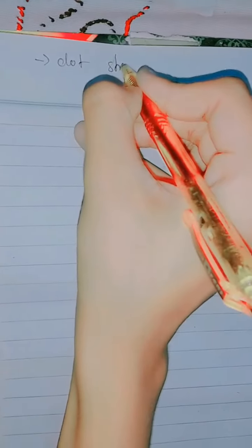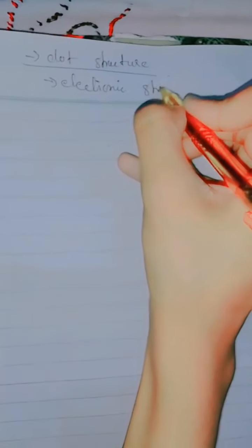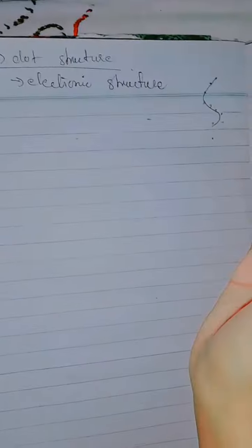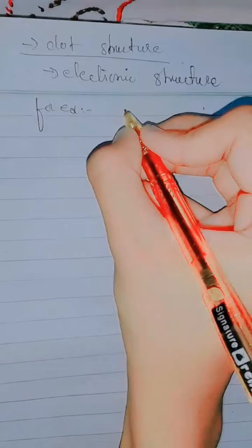First of all, talking about the dot structure. Dot structure is also known as electronic structure, because here we are taking the electrons of the outer shell. Now how will we design a structure? For example, we have a molecule, CH4.